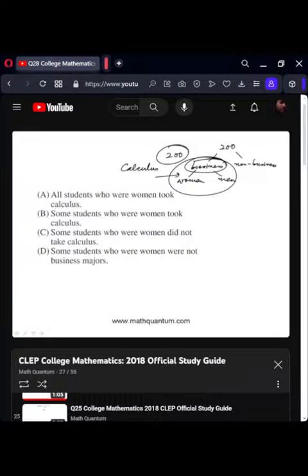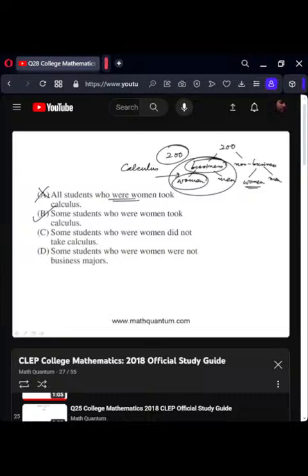All students who were women took calculus? No, because there's going to be women here, men here, because this would imply that all women took calculus. But this category did: some students who were women took calculus. Yes, that one is good. And some students who were women did not take calculus.